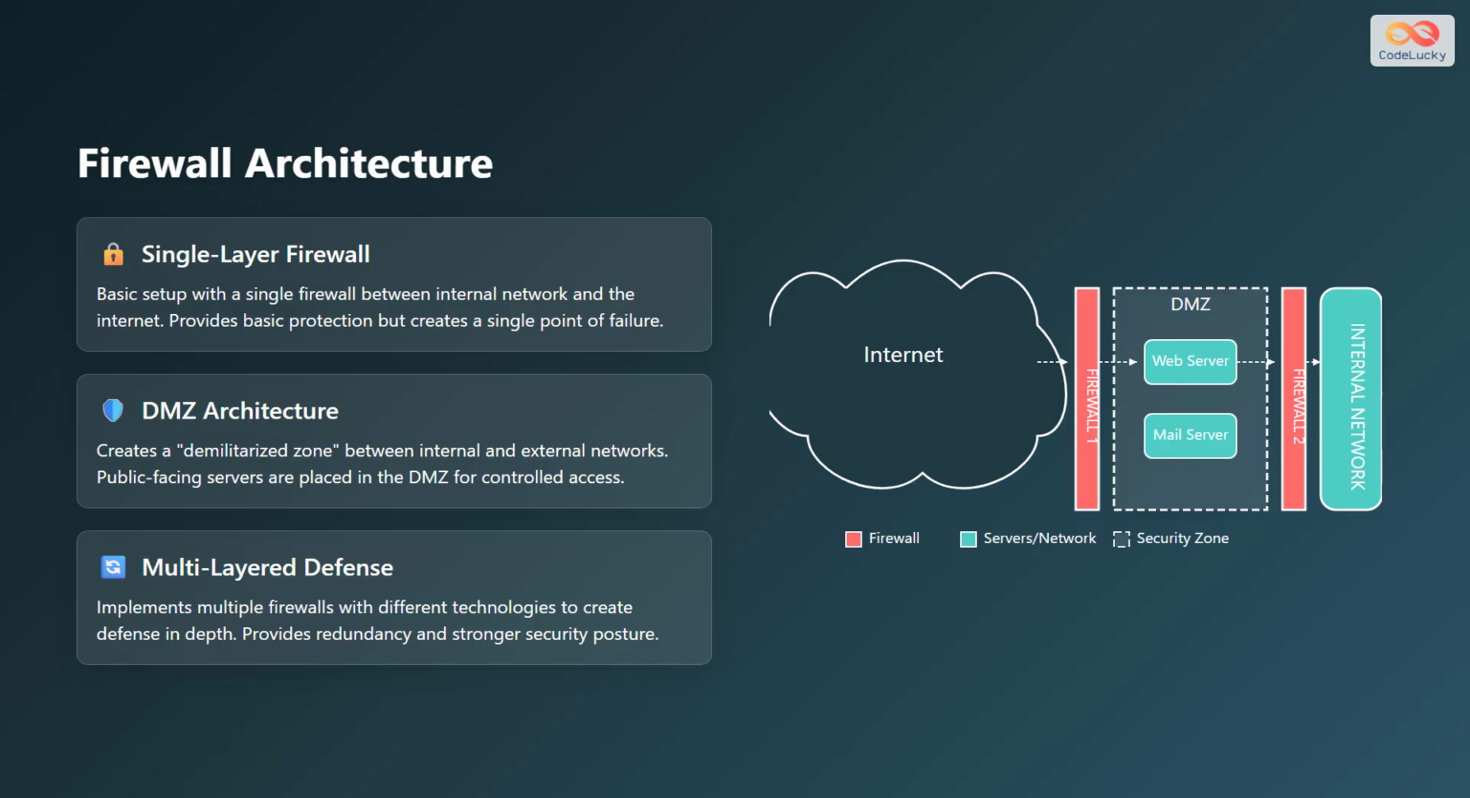Now let's take a look at different firewall architectures. First, we have the single-layer firewall. This is a basic setup with a single firewall positioned between the internal network and the Internet, offering basic protection. However, it creates a single point of failure. Second, we have the DMZ architecture. This creates a demilitarized zone between the internal and external networks. Public-facing servers are placed in the demilitarized zone for controlled access. Finally, we have the multi-layer defense. This architecture implements multiple firewalls using different technologies to create defense in depth, which provides redundancy and a stronger security posture.